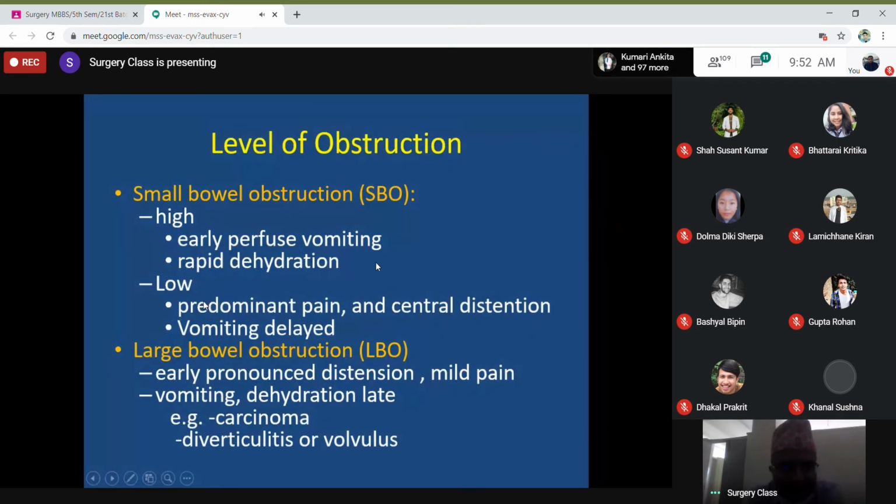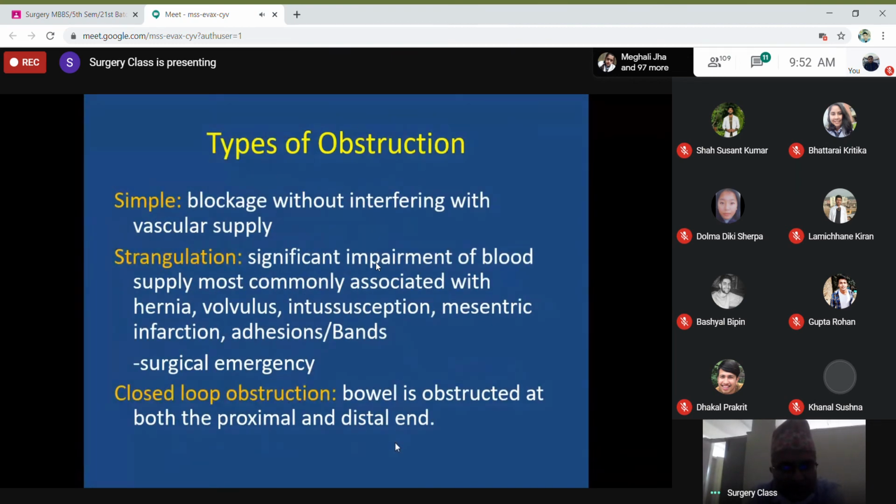While in low small bowel obstruction, pain is the prominent symptom followed by central distension. There is vomiting, but it is a bit delayed compared to high obstruction. In contrast, large bowel obstruction usually presents with early pronounced distension and mild pain. Vomiting and dehydration are late. The causes in large bowel obstruction are usually carcinoma.